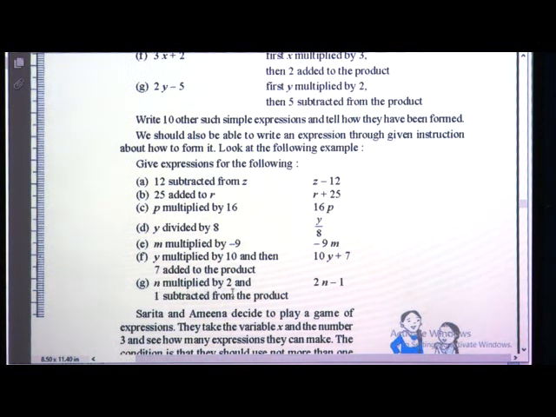N multiplied by 2 and 1 subtracted from the product. So, n is multiplied by 2, it means 2n, and then 1 is subtracted from the product, minus 1. So, the expression becomes 2n minus 1.